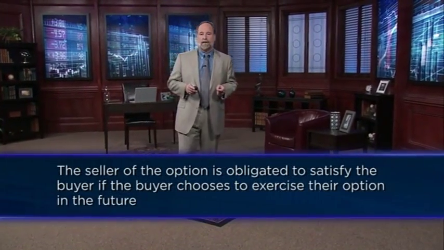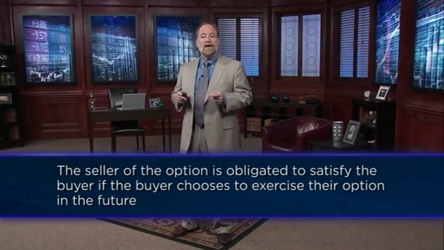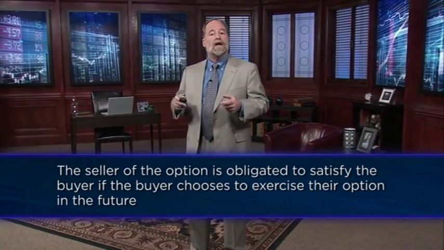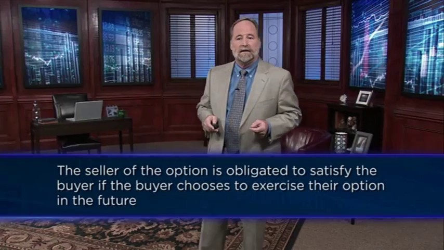The buyer has an option in the sense that he or she does not have to require the seller to do that particular thing. Rather, the buyer has the option to ignore the contract and rip it up and throw it away if he or she wants to. In contrast, the seller of the option is obligated to satisfy the buyer if the buyer chooses to exercise their option in the future. That is, the seller must honor whatever the buyer wants, even if the buyer wants to ignore the contract. Thus, options are a one-sided commitment.